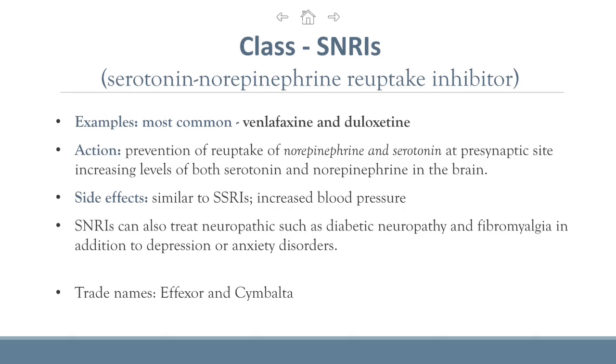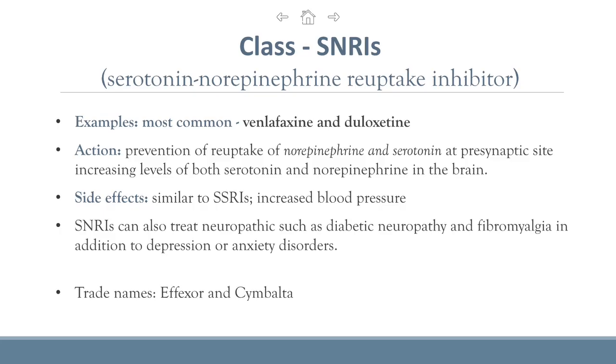Our next class to talk about is SNRI. These are the most common ones that I want you to know: venlafaxine and duloxetine. These prevent the reuptake of norepinephrine and serotonin at the presynaptic site, increasing levels of both of these in the brain. Side effects are very similar to SSRIs, and they increase blood pressure. SNRIs can also treat neuropathic pain, such as diabetic neuropathy and fibromyalgia, in addition to depression or anxiety disorders.